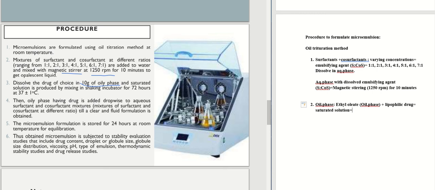Now this solution is subjected to constant stirring at controlled temperature. So we will be making use of an equipment called a shaking incubator. So we'll be placing it over the shaking incubator for a time period of 72 hours. The most important point is the temperature at 37 plus or minus 1 degree centigrade.